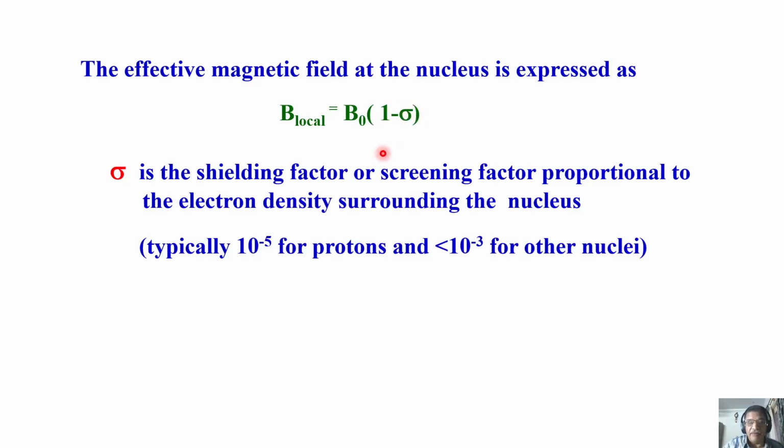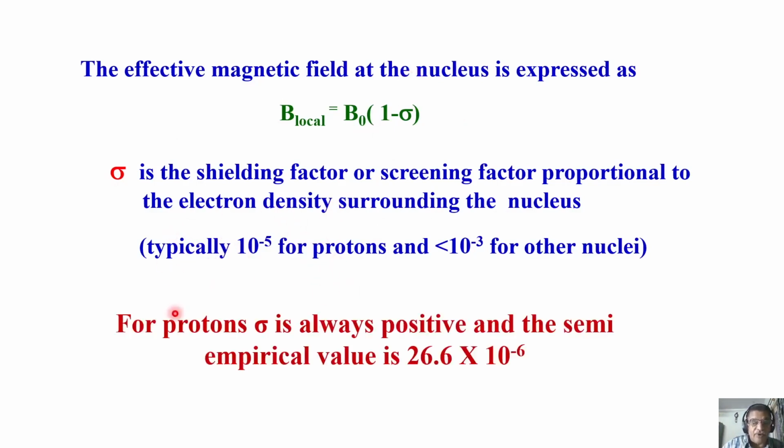What is the value of sigma? Typically, it is of the order of 10 to the power of minus 5 for protons and around 10 to the power of minus 3 or less for other nuclei. Okay, so the value of sigma for protons is 10 to the power of minus 5. The proton sigma is always positive. There is a way you can calculate sigma, but there is a huge discussion we can do on chemical shifts and how to calculate sigma. We would go deeper and deeper into the theory. Let us not bother about it for our course, just for understanding.